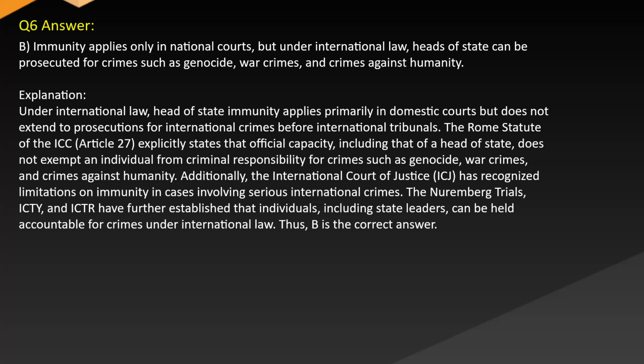The Rome Statute, Article 27, states that official capacity, including that of a head of state, does not exempt an individual from criminal responsibility for crimes such as genocide, war crimes, and crimes against humanity. Additionally, the International Court of Justice has recognized limitations on immunity in cases involving serious international crimes. The Nuremberg trials and the Eichmann trial have further established that individuals, including state leaders, are held accountable for crimes under international law. Thus, B is the correct answer.